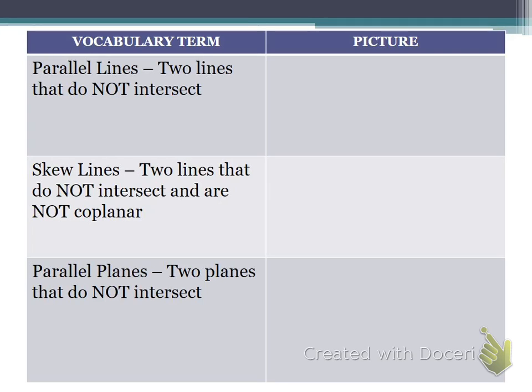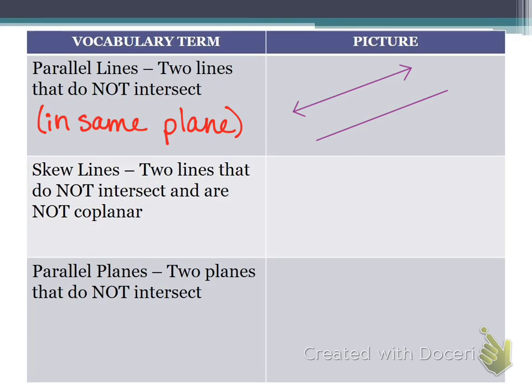All right, parallel lines, 2 lines that do not intersect. It's also important to know that they are in the same plane. So I'll add that in same plane compared with skew below, which are not in the same plane. If you would just want to put coplanar there, that's also fine. So when we see a picture of that, it would just look like 2 lines that are never going to touch each other.